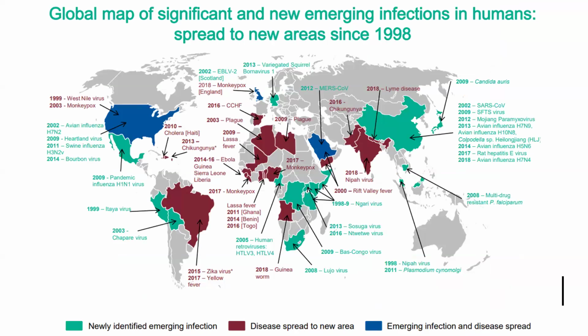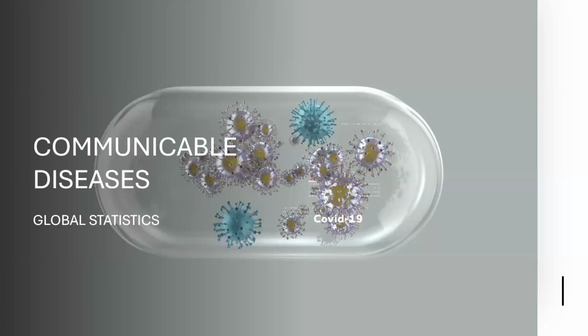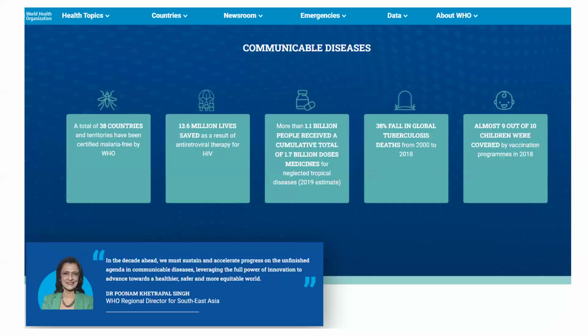Huge amount of impact. If you look at communicable diseases, people don't talk about that anymore. We don't consider that a huge problem because malaria, cholera, typhoid, these are kind of controlled, because people know how to control them. Better hygiene, cleanliness, vaccination. The World Health Organization themselves says that there are a total of 38 countries which have been certified as malaria free.